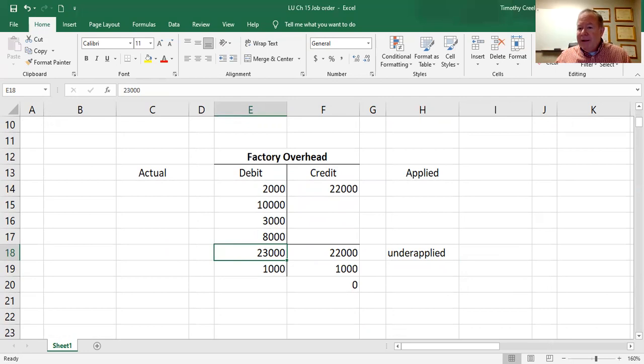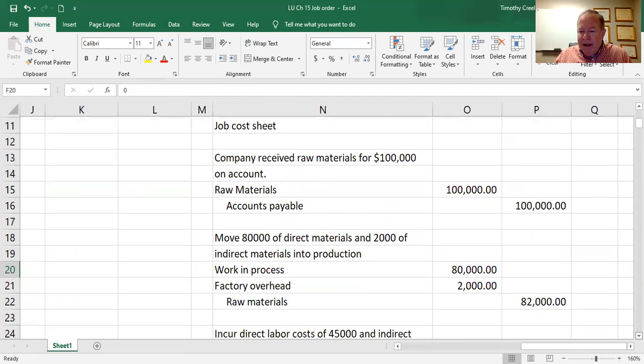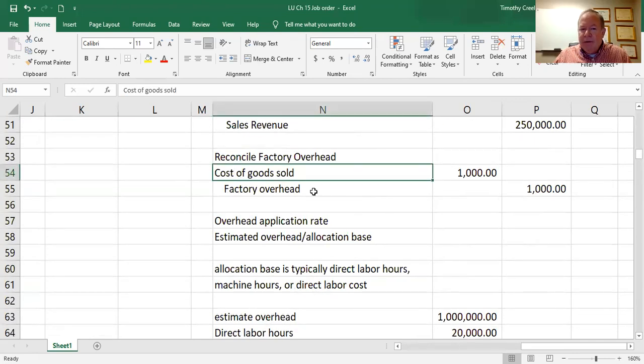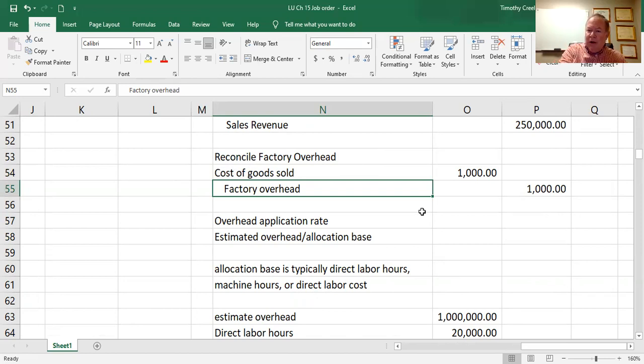So in order to correct it, we want to credit factory overhead for $1,000. Since we have a debit balance, we want to credit it for 1,000, and that will take factory overhead to 0. And the offset account that we always use with factory overhead here is cost of goods sold. So in order to correct this, we would debit cost of goods sold and credit factory overhead. So we've reconciled actual factory overhead charges with what we applied, and now factory overhead has a 0 balance, which is what we always want it to be.